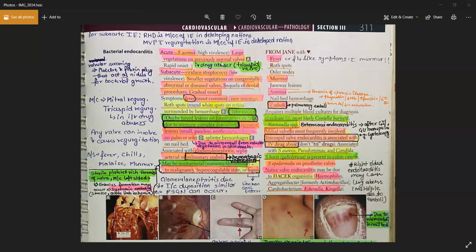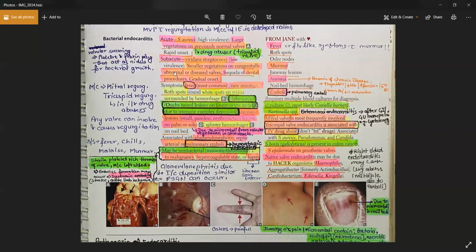Whenever they want to give you Staphylococcus aureus, they will always tell you that the patient has tricuspid regurgitation. That's how you know this is a case of acute, Staphylococcus aureus related endocarditis. Then comes the subacute. Subacute only happens in those patients who have a history of damaged valves, a previous history of damaged valves.